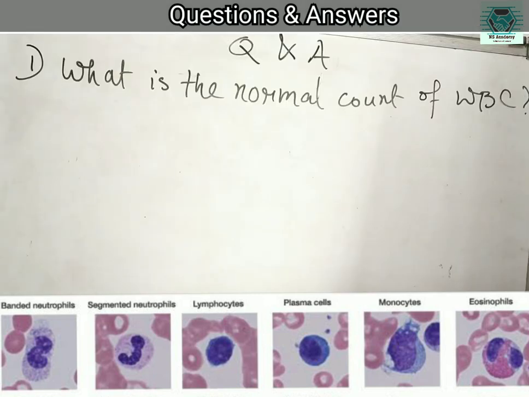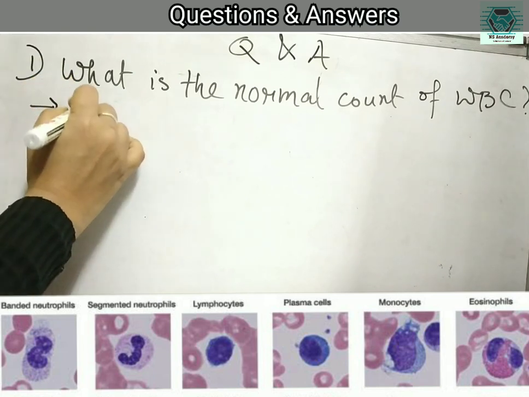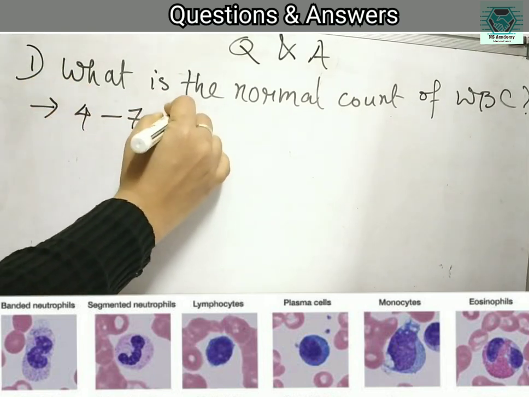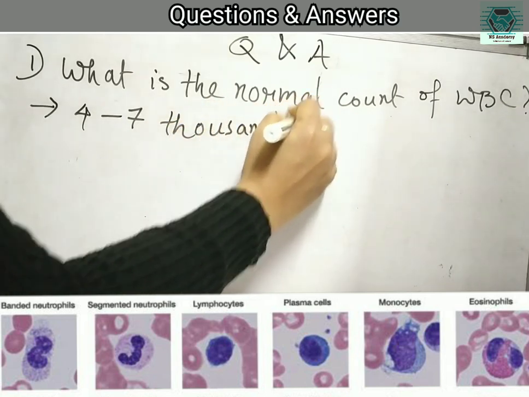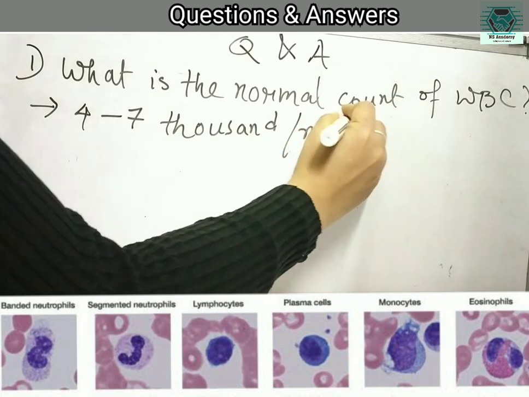So the first question is, what is the normal count of WBC? The answer is the normal WBC count is 4 to 7,000 per mm cube.